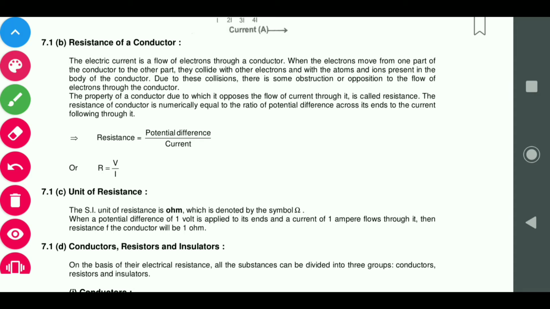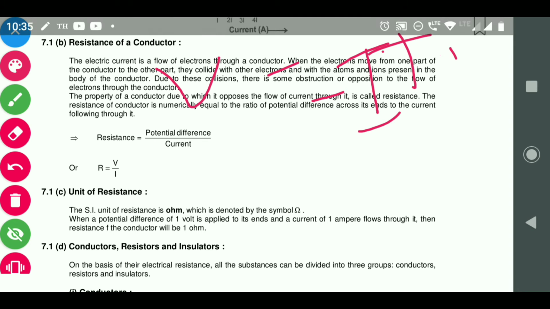We know that current flows due to the flow of electrons, but in a conductor, not only electrons are there, there are many other particles like atoms and ions. So during that flow they collide with each other, and due to this collision, obstructions are produced in the flow of current. That obstruction is called resistance. We can say here that V is equal to IR from Ohm's law.